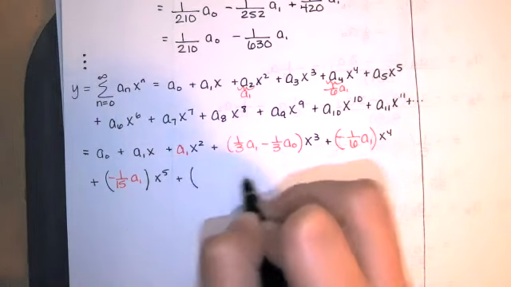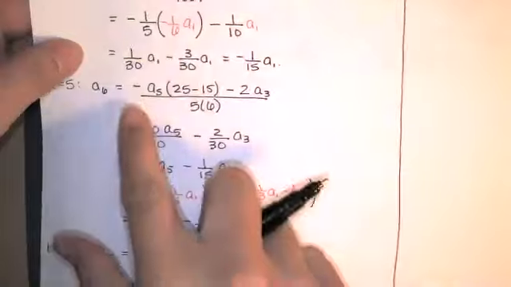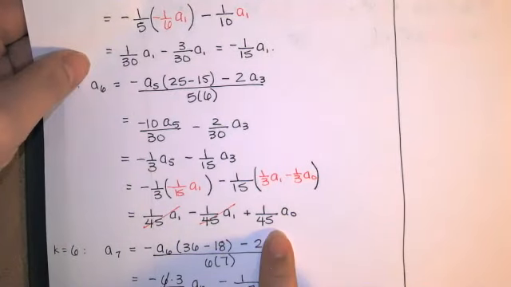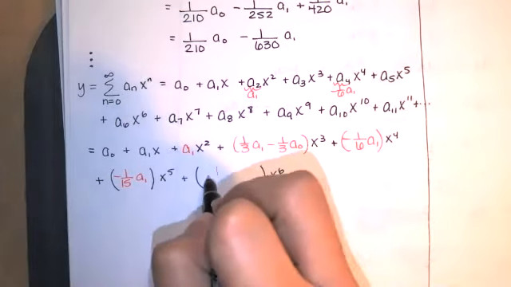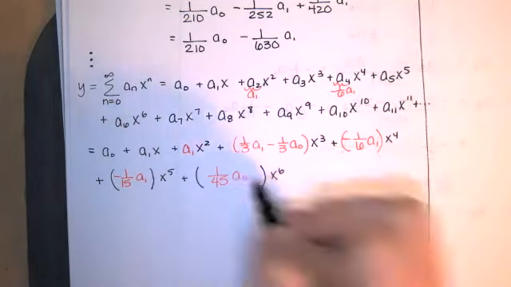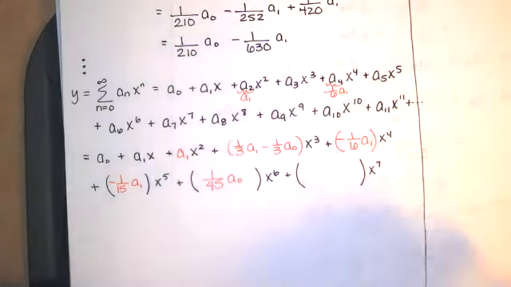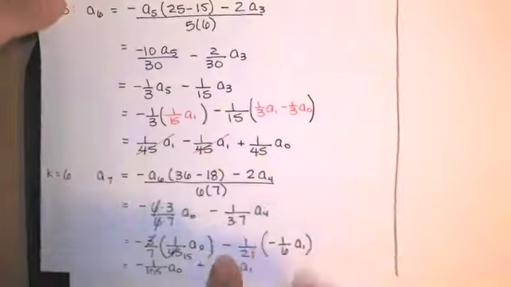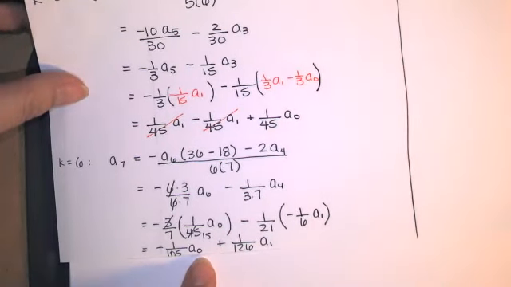Now we want the coefficient of x to the 6th, which is a sub 6. And a sub 6 was 1/45 times a sub 0. Guess I left more space than was necessary there. It's okay. Then I want the coefficient of x to the 7th, which is this negative 1/105 times a sub 0 plus 1/126 times a sub 1.